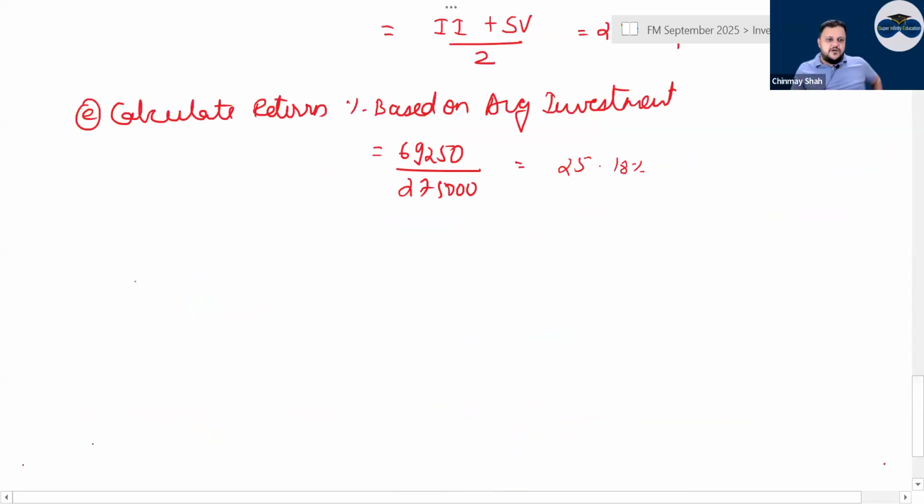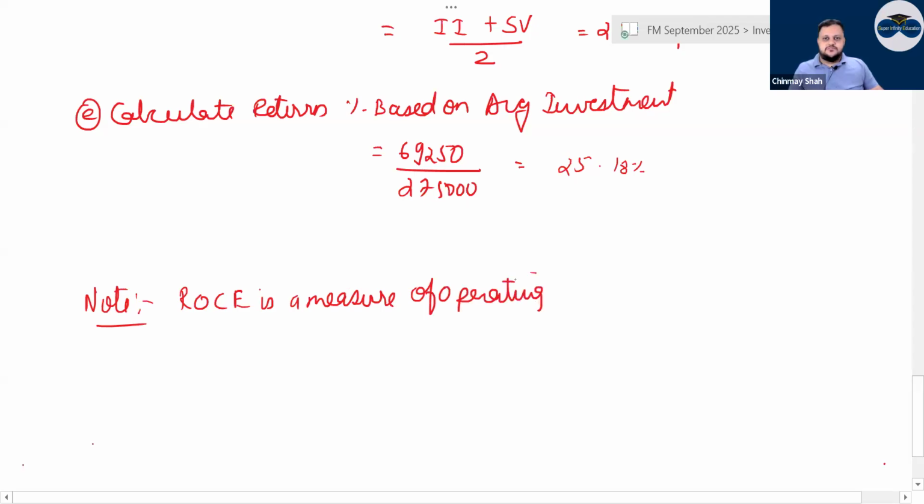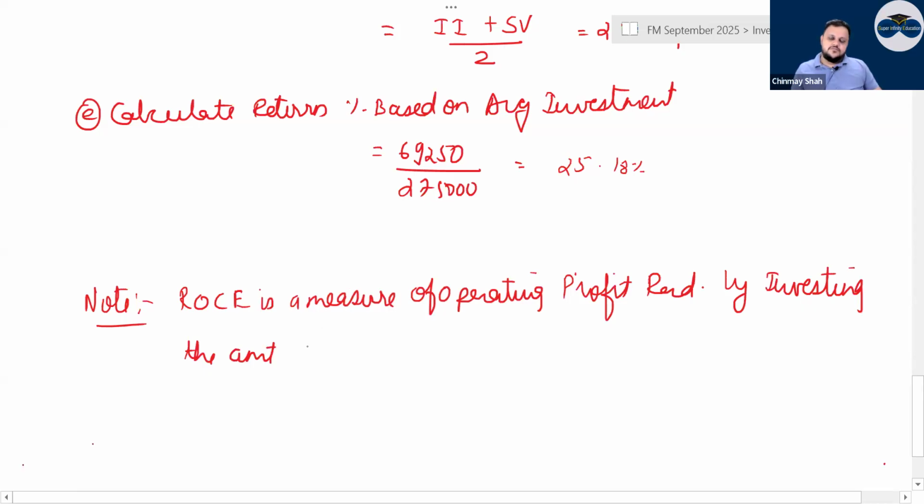ROC is a profit measure. Write the note: ROC is a measure of operating profit received by investing the amount in a machine or project. Correct.